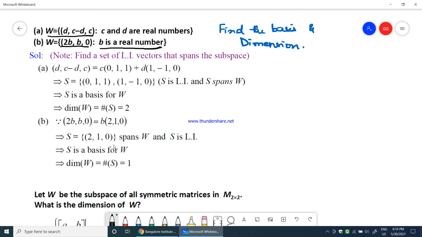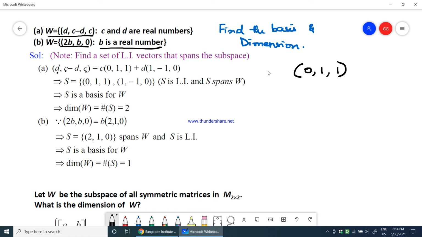First, you need to find a set of linearly independent vectors that spans the subspace. That is the first thing we need to do. This problem is very simple. You need not go for matrix representation. You just separate this problem in such a way that you see D, C minus D and C. In the first vector you don't have C, so C will be considered as 0. In the second vector C is plus 1, and in the third vector C is again 1.